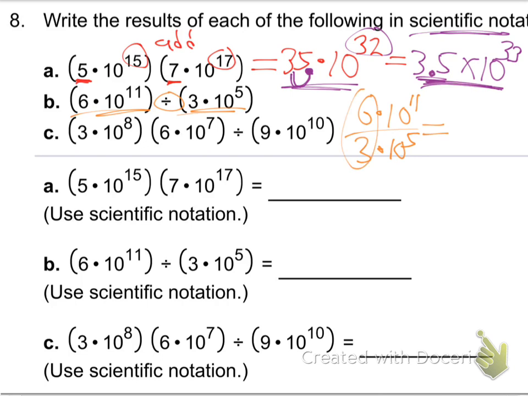The numbers in front divide. 6 divided by 3 is 2. And then what do you do with the powers? Powers subtract. 11 minus 5 is 6. And that one's good, huh? We don't need to do anything fancy at the end of that one. Why not? Why do we have to mess with the last one? We don't have to mess with this one.